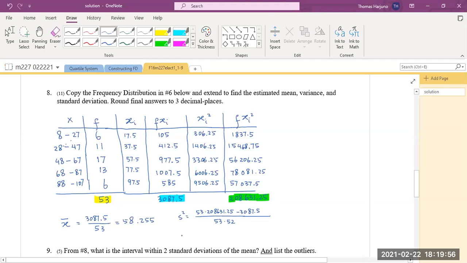I get the sample variance to be 553.26560, such that the sample standard deviation will be the square root of that number. I get 23.5215, so 522. That's the sample standard deviation rounded to 3 decimal places.